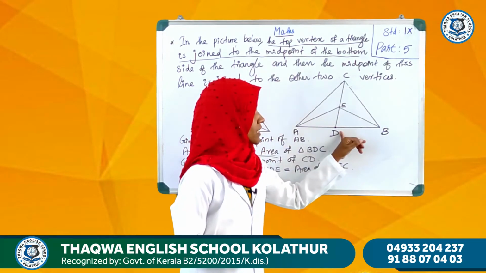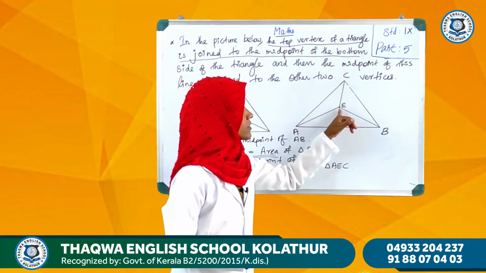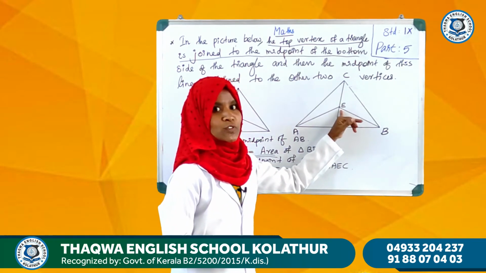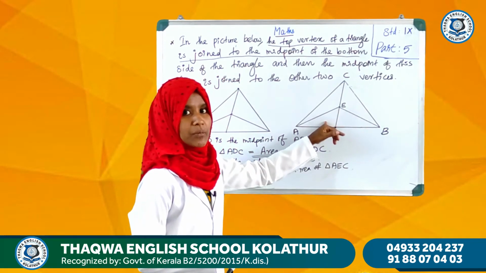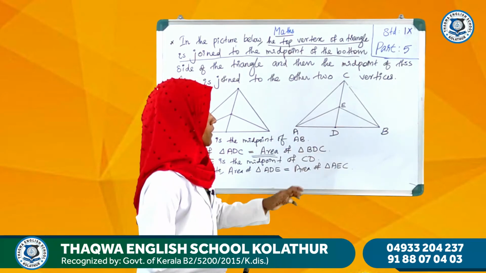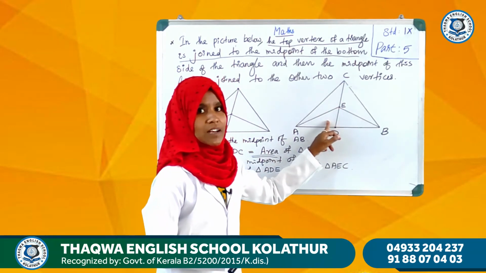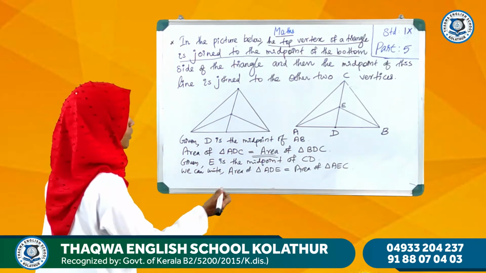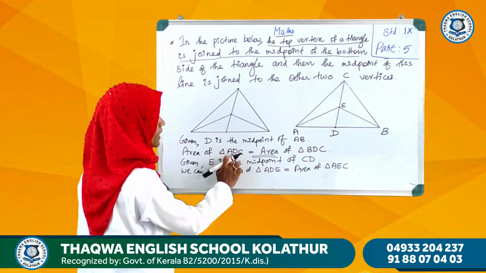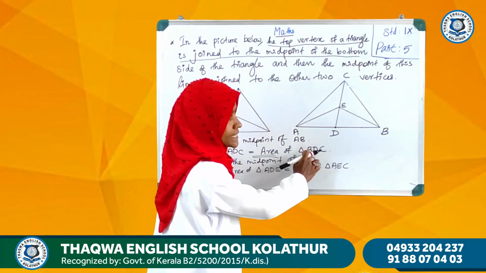What is our last result? A line from the vertex of a triangle divides the length of the opposite side and area of the triangle in the same ratio. Okay. Since E is a midpoint, the area of these two triangles are equal. Yes. Also, we have area of triangle ADC equals area of triangle BDC.